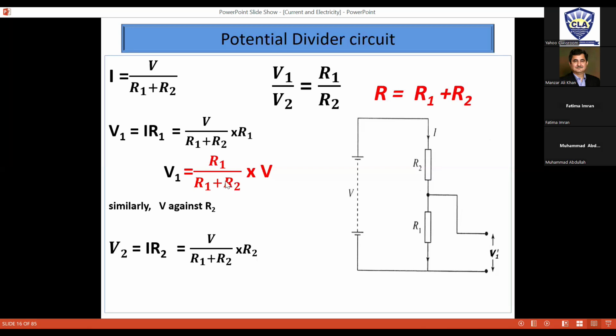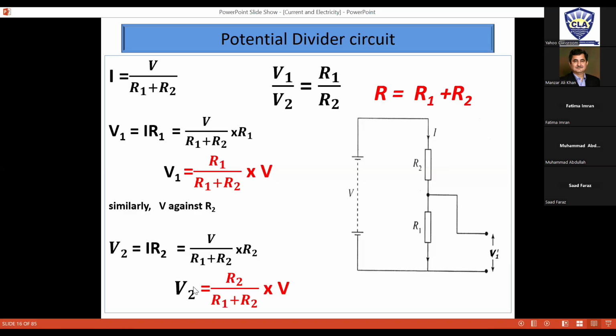Now in this case, if you observe this formula, this is more easy to use. R1 is the resistance across which we want the voltage, divided by total resistance, into the EMF. You get the answer directly. You don't need to find the current at all. If you want to, you can use the first method. If you don't want to, you can use this. If you remember this formula, you can use it directly to get the answer.